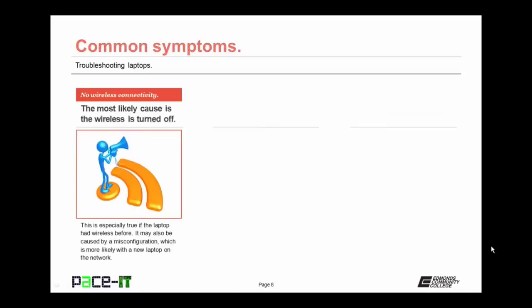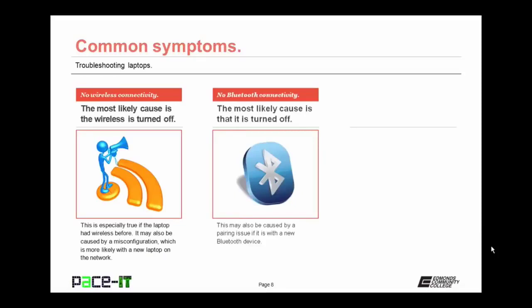No wireless connectivity? Well, the most likely cause here is that the wireless has been turned off, especially if the laptop had wireless before. But it may also be caused by misconfiguration, which is more common on a new laptop on the network. Closely related to no wireless is no Bluetooth connectivity. And here the most likely cause is that the Bluetooth has been turned off. It may also be caused by a pairing issue if it is with a new Bluetooth device.